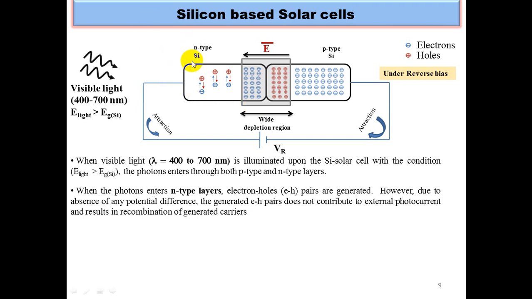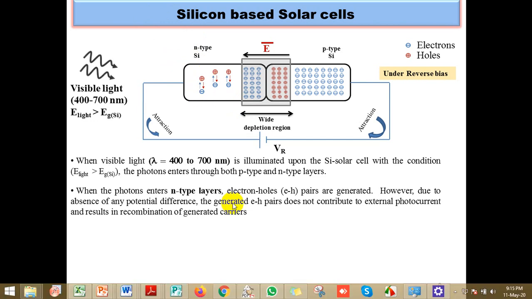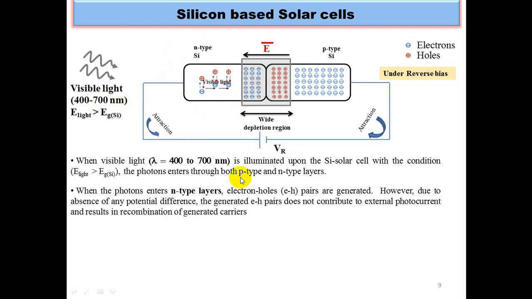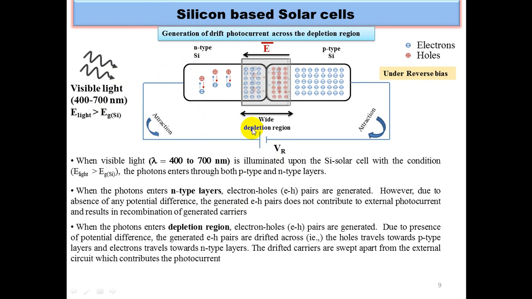Therefore the generated electron and hole pairs will tend to recombine immediately, and these photocarriers will not contribute to the external load. And now when the same light from the sun enters the depletion region, because here we have an inbuilt potential difference, the electron-hole pairs that are formed will be swept apart from the depletion region.